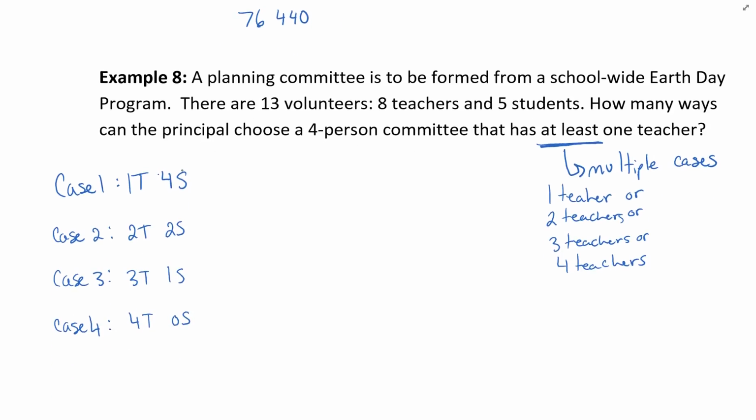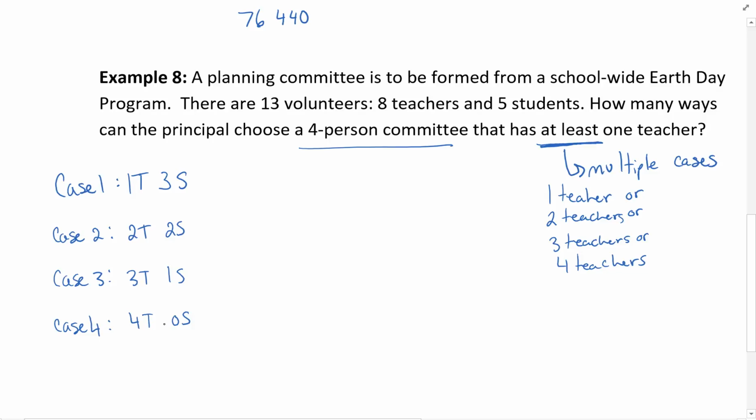So go back and look and just make sure that for each of these cases your n numbers add up. And in this first one, it doesn't. What was I supposed to put for the first one? Not 4 students, but 3 students. Right? Because I need a 4-person committee. If I have 1 teacher and 4 students, that's more than the 4-person committee allows. 2 and 2, 3 and 1, 4 and 0. The rest of those are all okay.